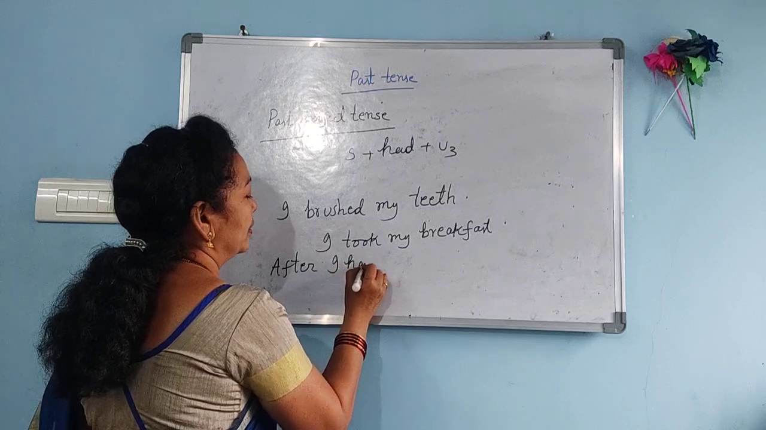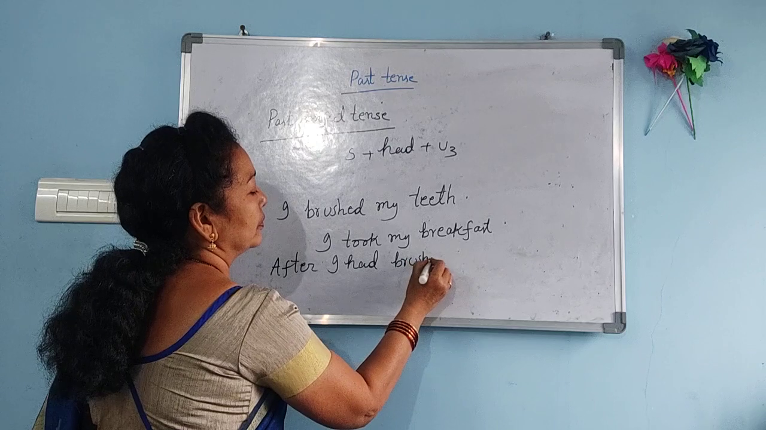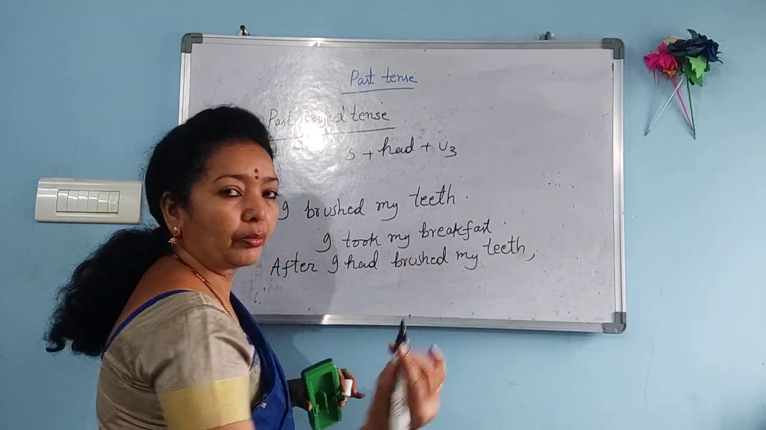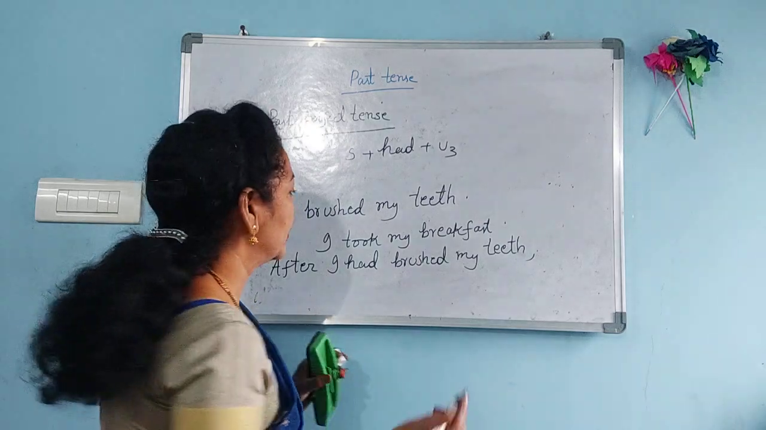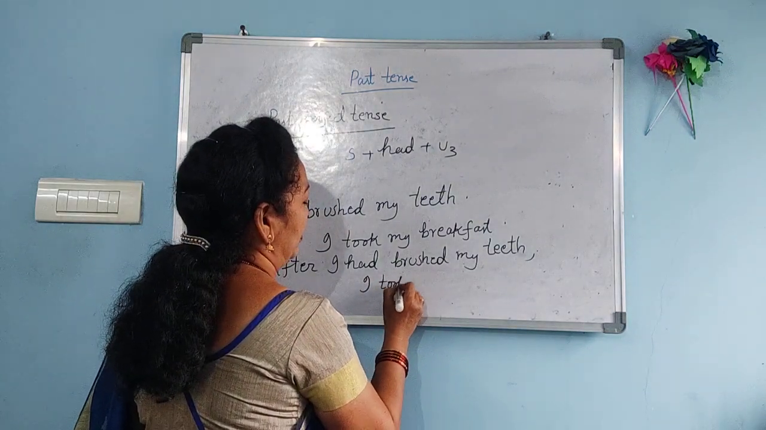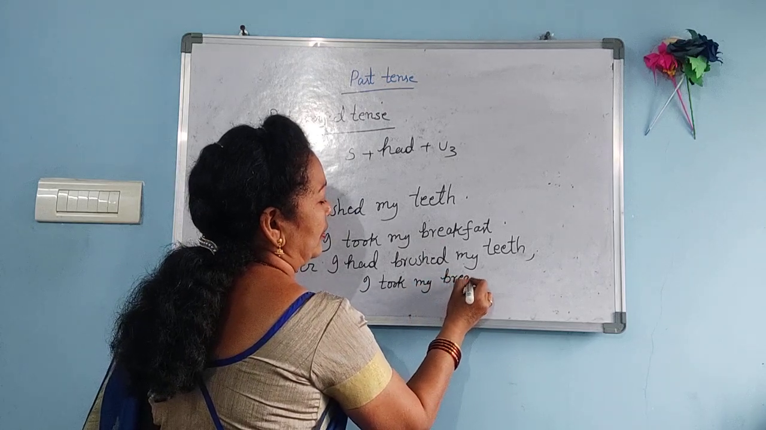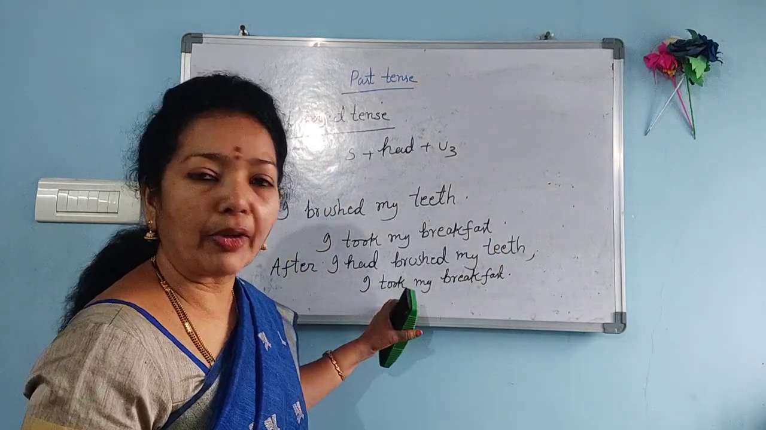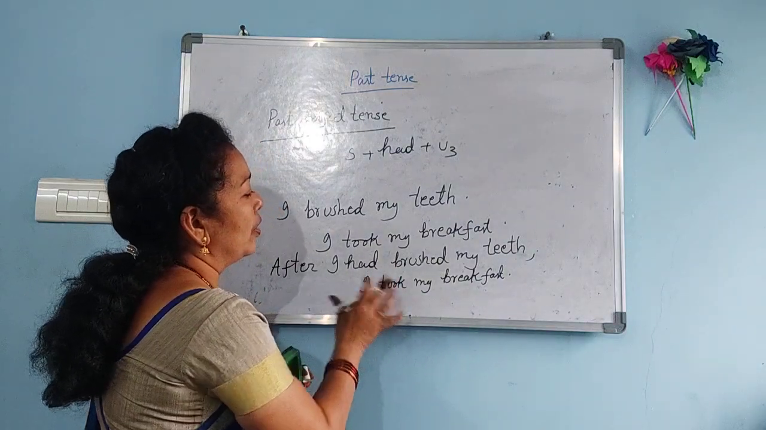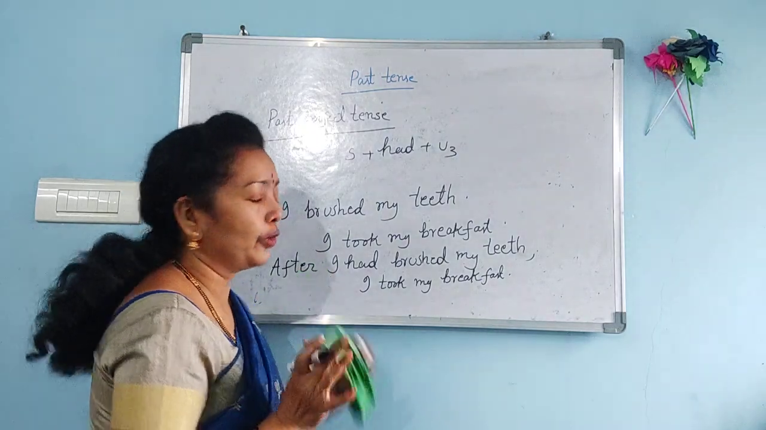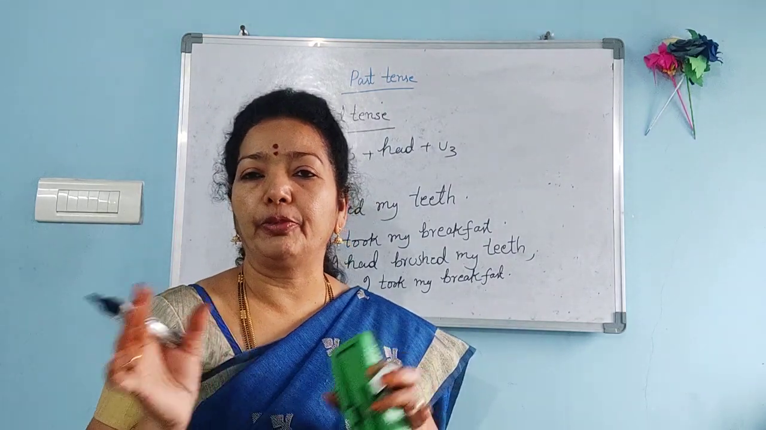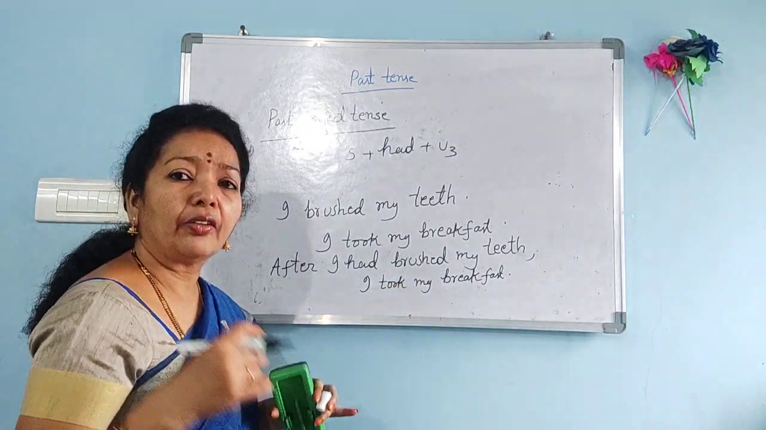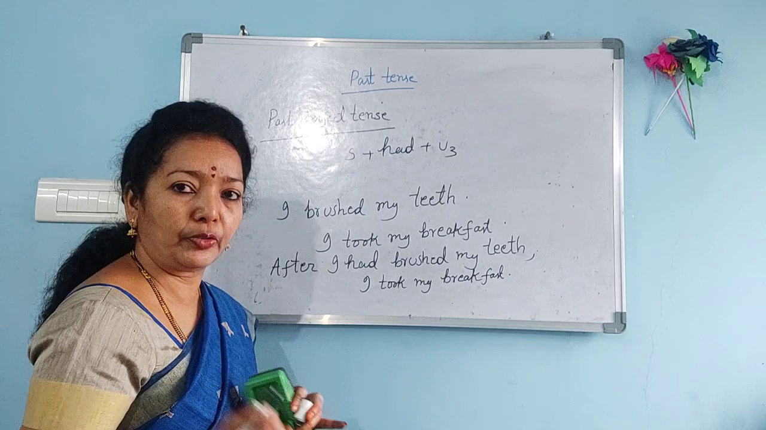After I had brushed my teeth, I took my breakfast. We have to keep a comma because we are combining the two sentences. So this is how we use it. When we use after, it should be put before the previous action. Before should be put before the next action. Now, without changing the meaning, I will tell you how we use before.